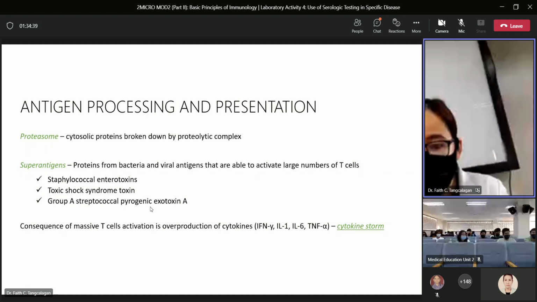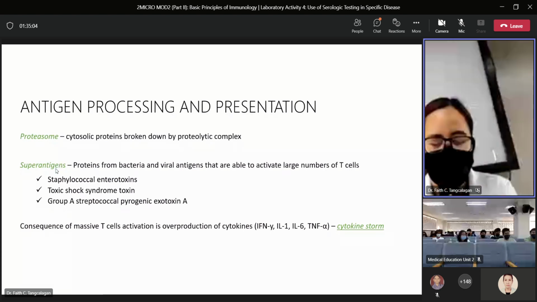These bacteria or viruses are very toxic and can cause death. They have higher morbidity and mortality rates because of this property of causing overproduction of cytokines. Examples of these super antigens are staphylococcal enterotoxins, toxic shock syndrome toxin, and group A streptococcal pyrogenic exotoxin.